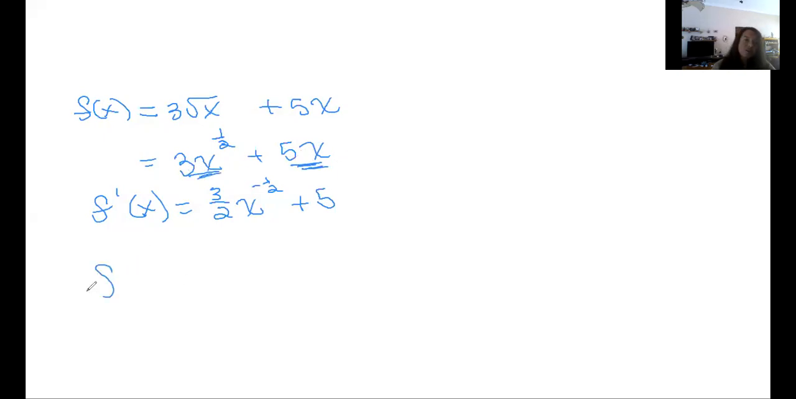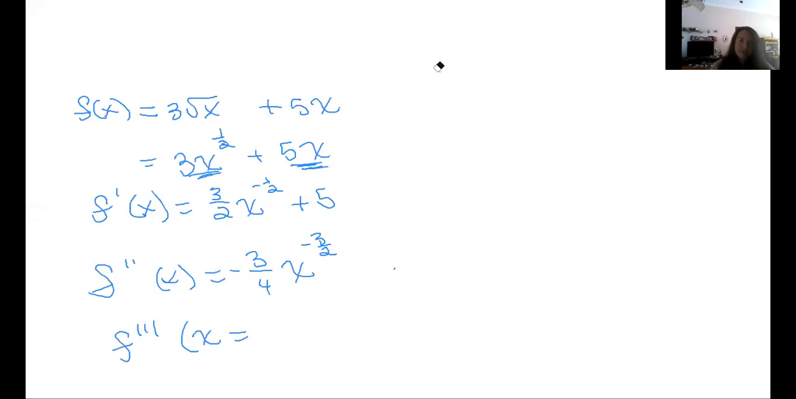So if I wanted to take the second derivative, I'd say negative 1/2 times 3/2, that's going to be negative 3/4 x, and negative 1/2 minus 1 is negative 3/2, because you always minus 1. And now you don't even have a constant anymore. I could find the third derivative, and that would be positive, I don't have to write the positive, you know it is, 9/8 x to the negative 5/2.